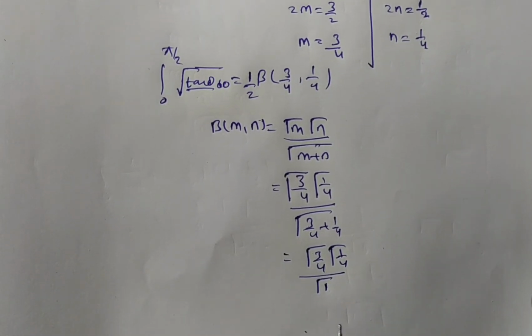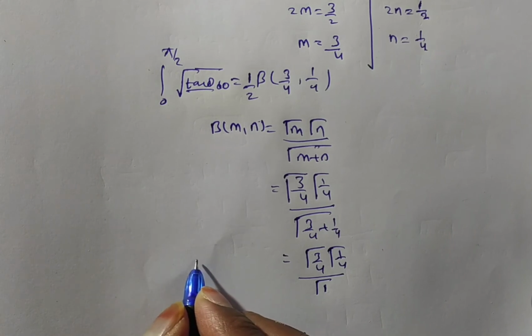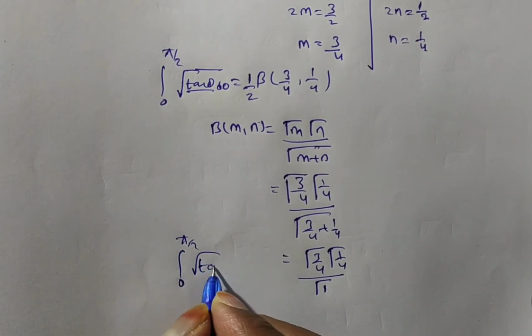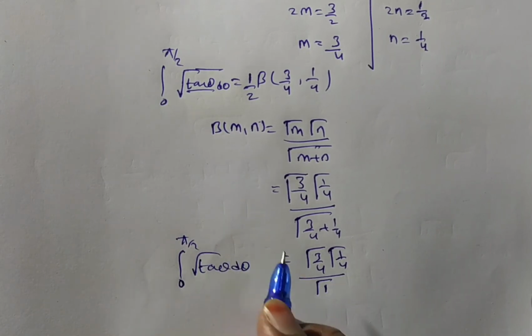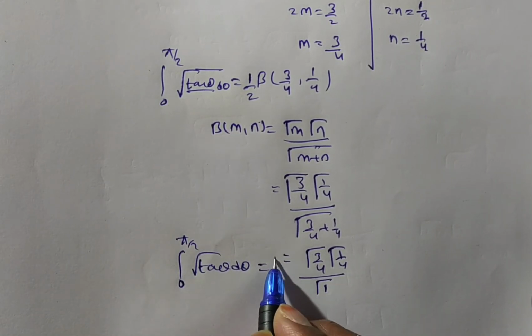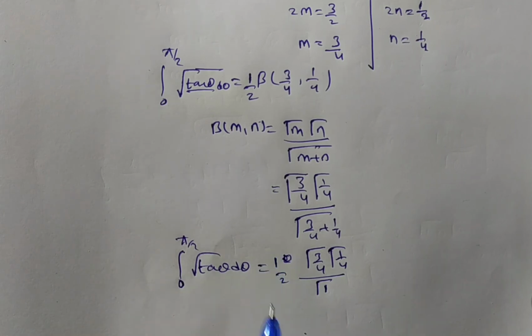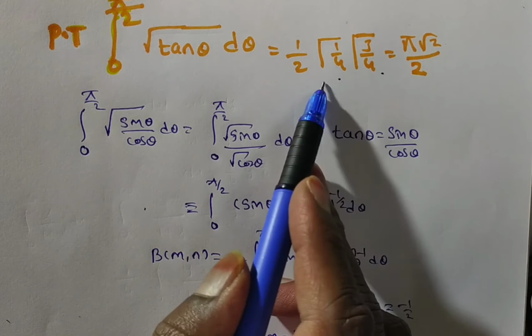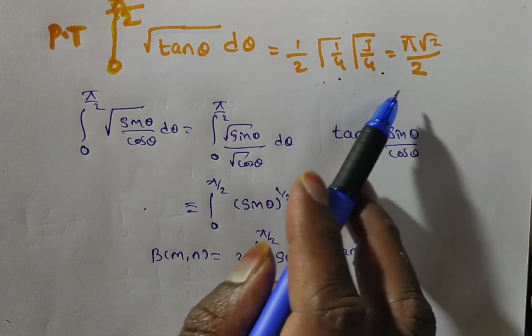Gamma 1 is what? 1 only, right? 0 factorial, nothing but 1. So what is the value? Here you have the integral 0 to pi by 2 of square root of tan theta d theta. Of course, this is 2 times of, which is 1 by 2 times of, sorry, 1 by 2 times of this value. Now you observe 1 by 2 times of gamma 3 by 4, gamma 1 by 4. Got it? Yes. But you need to prove this one again.